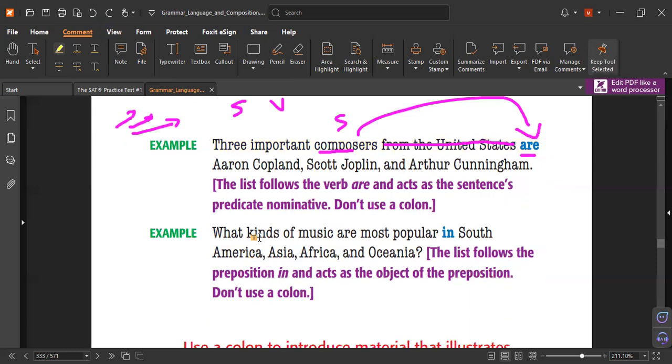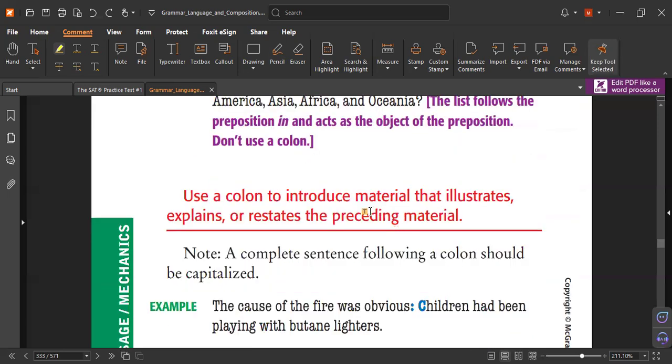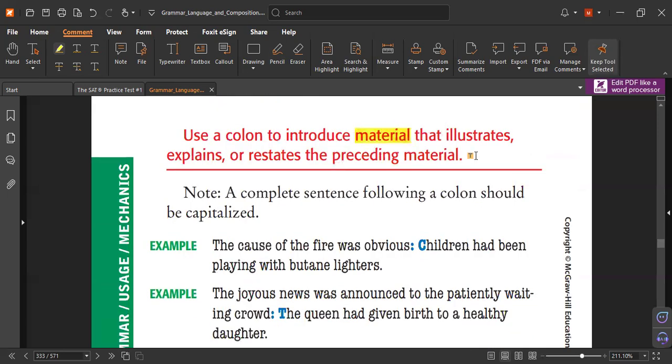Like this one: what kinds of music are most popular in South America, Asia, Africa, Oceania? So we don't need a colon. Did you catch it? As we do the test, we check all the answers. So this is one use. After the colon, we can find material, any information to explain, to illustrate, to restate. Remember, restate means he's going to say the same meaning in different words.